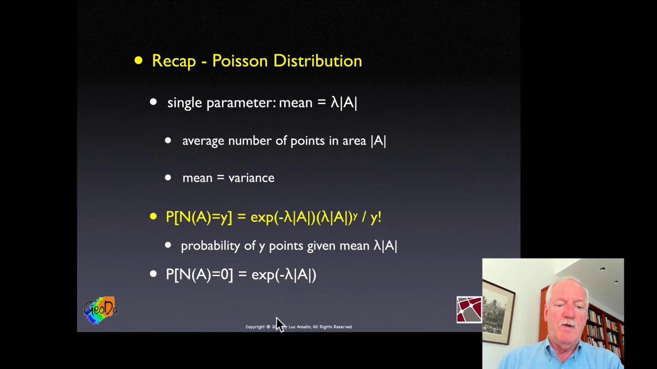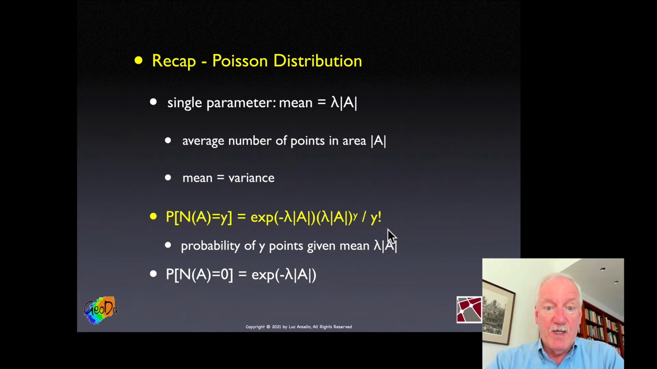So then the expression for the probability of finding y number of points in a given area. So we have a given area and we want to know, well, what is the probability that we have 0 points, 1 point, 2 points, and so on. That is found by this expression, the exponential of negative of the mean. So it's a negative exponential. Then the mean to the power of the number of points divided by the number of points factorial.